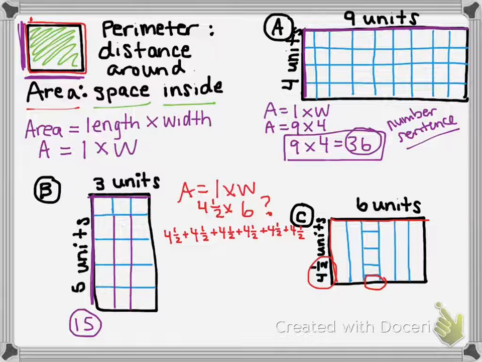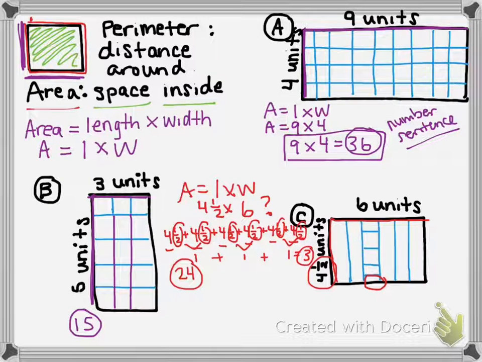We know 4 plus 4 plus 4 plus 4 plus 4 plus 4 is 24. Now my answer is not quite done yet. We still have all of those halves. If we take 1/2 plus 1/2, we'll get 1. So if we do that for all of the halves, we will have 3. 1 plus 1 plus 1 is 3. So we take our 24 plus our 3 to get our full answer to find the area of rectangle C. 24 plus 3 is 27.